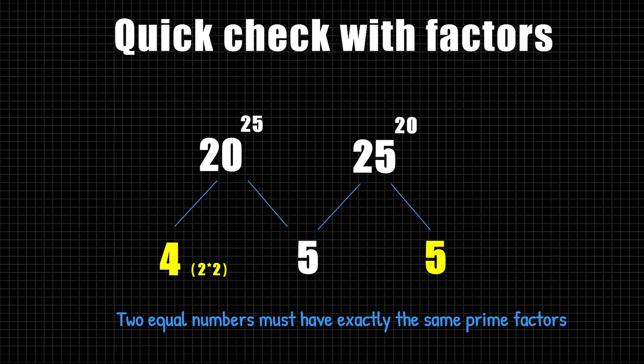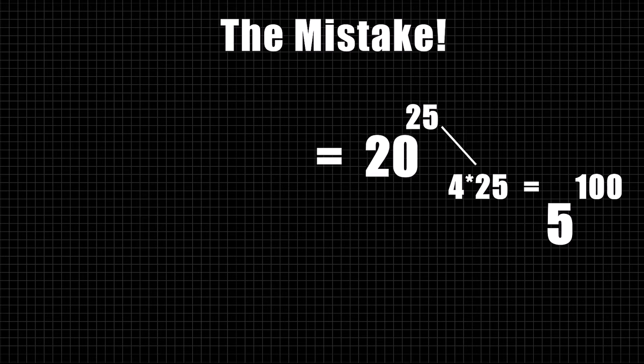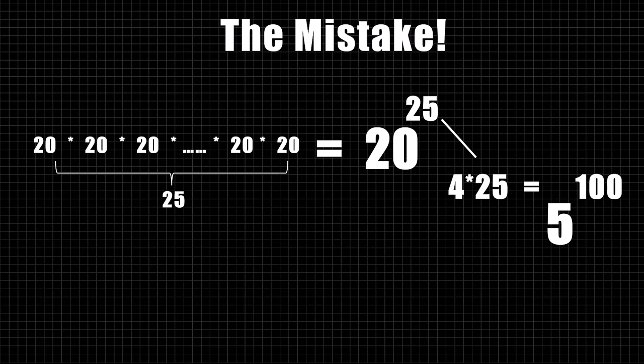Two equal numbers must have exactly the same prime factors. These two don't. So something must have been wrong. They are actually not equal. So where did we mess up? Let's work backwards. We ended up with 5 to the power of 100, meaning 5 multiplied 100 times. The 100 came from 4 times 25. The 25 makes sense. We multiplied 20 25 times, but what about 4?